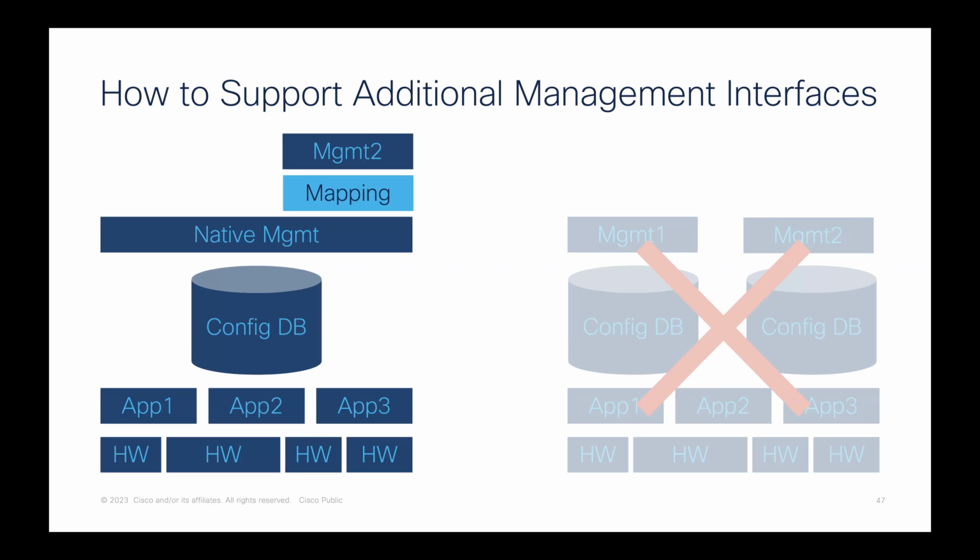Instead, management interfaces are built on top of each other, with some mapping layer in between. The mapping layer translates between the second management interface and the original management interface. All config changes, regardless of what management interface is used, end up in the same database, and the applications have a consistent view of the configuration. They don't know and they don't worry about where the config came from. They just do what they are told.